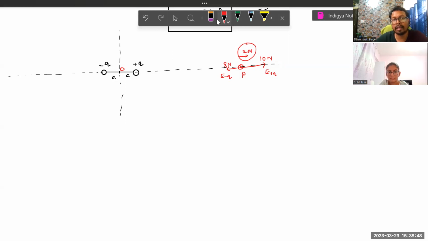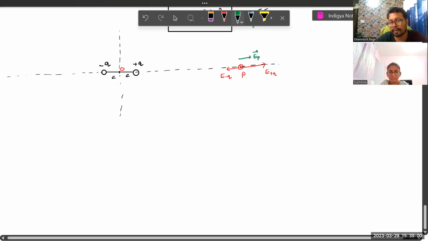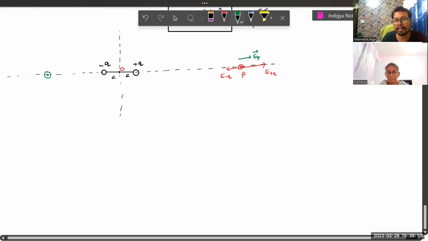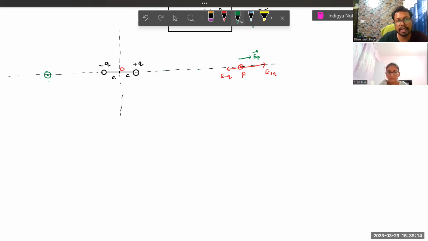So very simple. Now let's just forget about this thing here. So net electric field will be in this direction. EP will be in this direction, vector. Clear? And at any point here, it will be definitely to the right. Now tell me here, what is the direction of the net electric field at this point? It was P. Let us say that it is A.